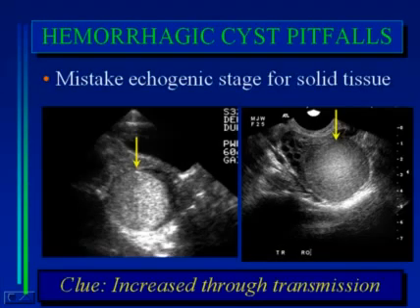So if you have an echogenic mass, you're thinking dermoid, but you see increased through transmission, you should take a step back and ask yourself the question, could this be a hemorrhagic ovarian cyst? And if the answer is yes to that question, a 6-week follow-up ultrasound should be performed.